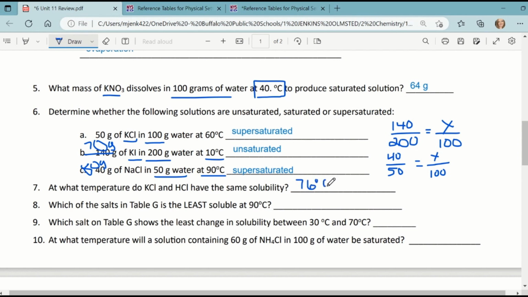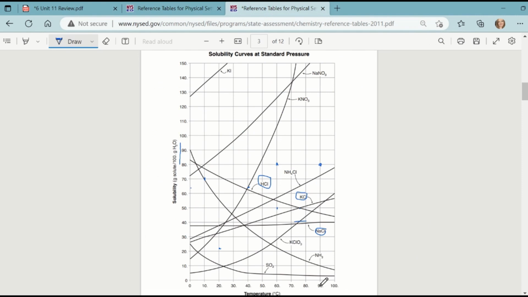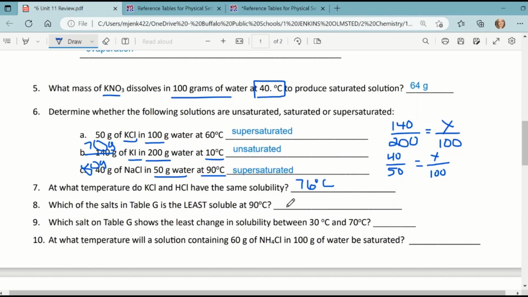Which of the salts in Table G is least soluble at 90 degrees Celsius? Well, 90 degrees Celsius right here, least soluble. Well, SO2, but that's not a salt. NH3, but that's not a salt. There we go, NaCl. So for that one, you just had to be careful because it was asking you about a salt. And those first two were covalent, so they were molecular compounds, not salts.